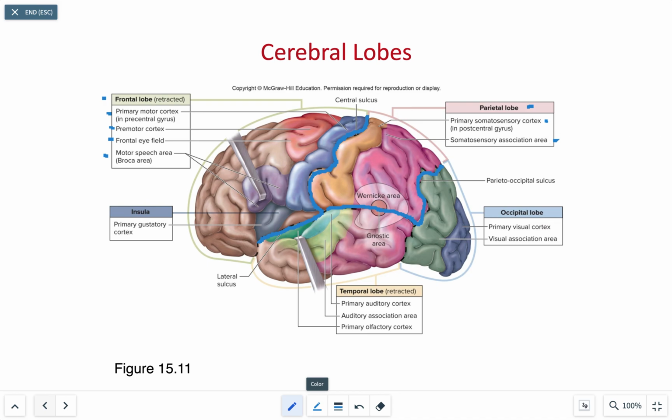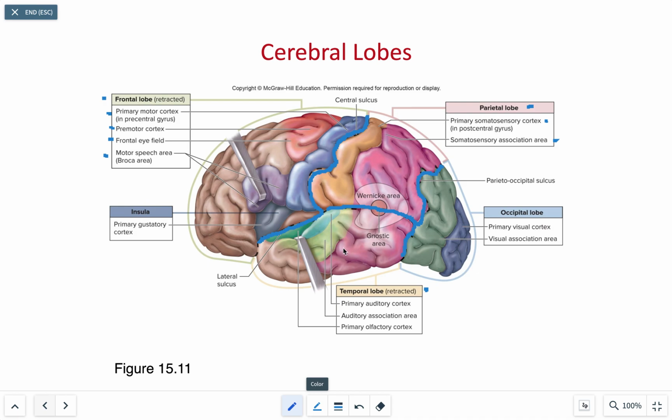And then moving on, we'll go to the temporal lobe. So the temporal lobe, again, in the posterior aspect will be bordered by the parieto-occipital sulcus, and on the superior area, we're going to see it bordering the lateral sulcus.